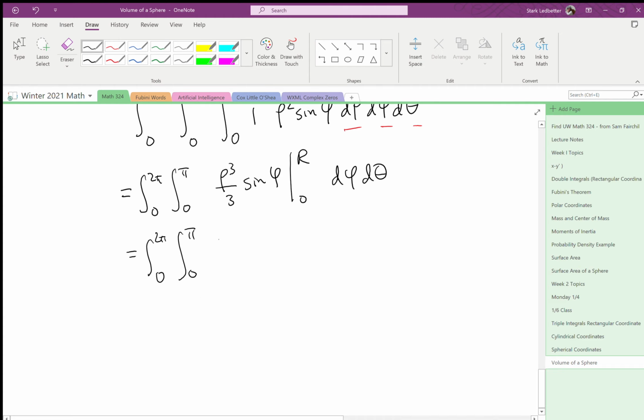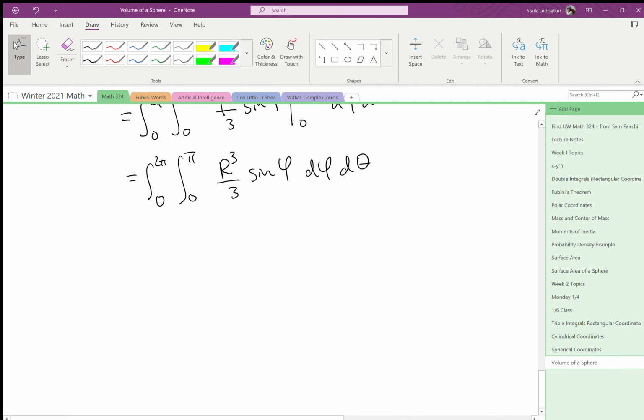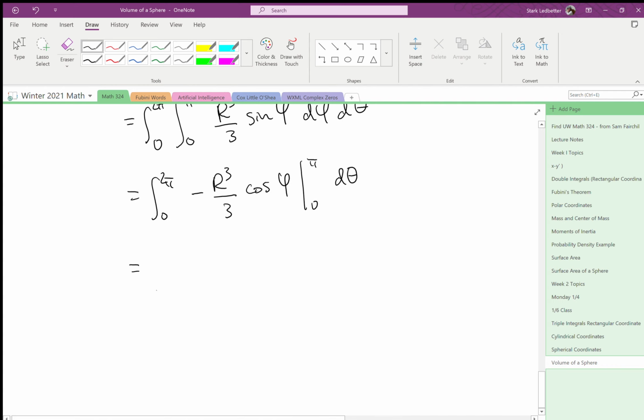Okay, let's plug in our bounds. This is big R cubed over 3 sine phi minus 0. That's d phi d theta. Let's integrate with respect to phi. 0 to 2 pi. Integral of sine phi is negative cosine phi. Negative R cubed over 3 cosine phi. Phi goes from 0 to pi. D theta. Cosine of pi is -1, so I get positive R cubed over 3 minus a negative, which is positive, cosine of 0 is +1. So I have plus R cubed over 3 d theta.